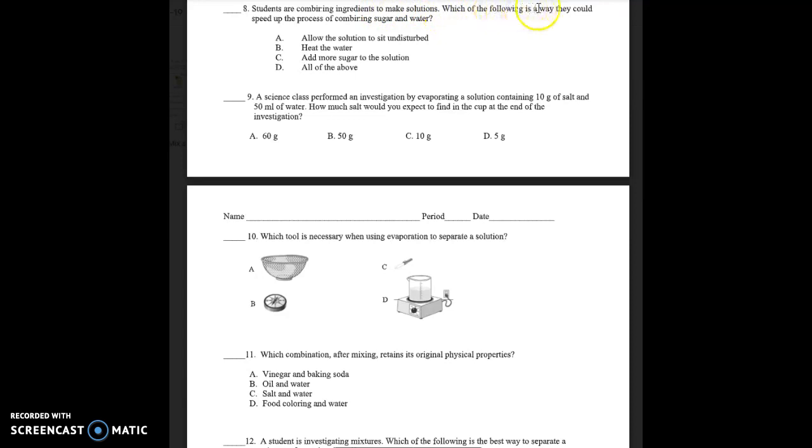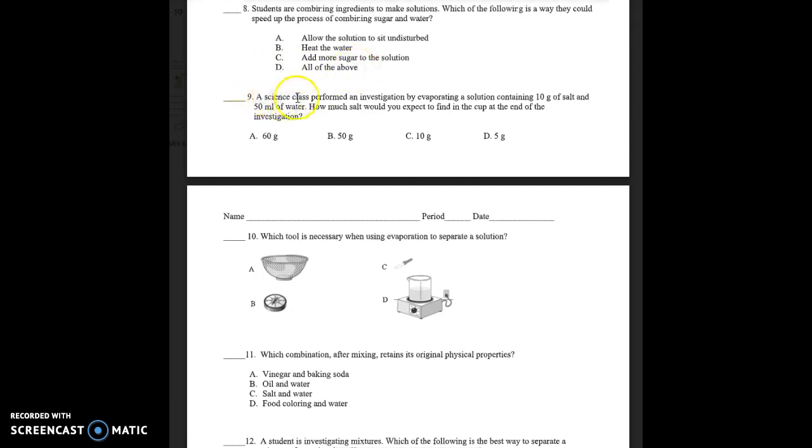Which of the following is a way they could speed up the process by combining sugar and water? A. Allow the solution to sit undisturbed. B. Heat the water. C. Add more sugar to the solution. D. All of the above.